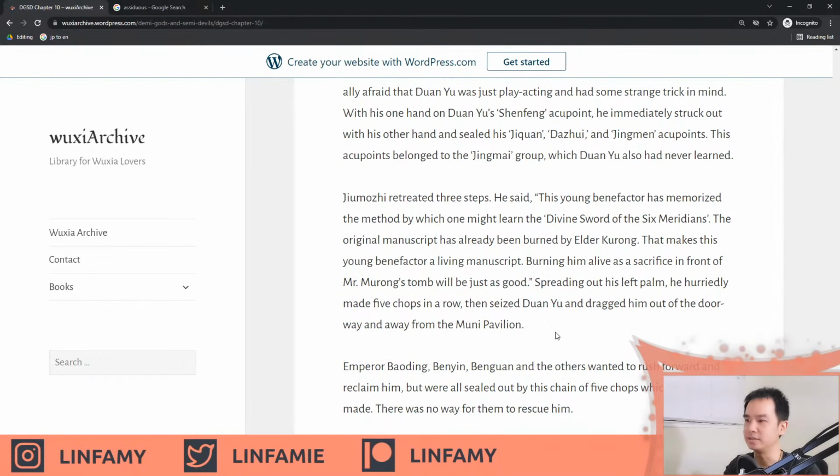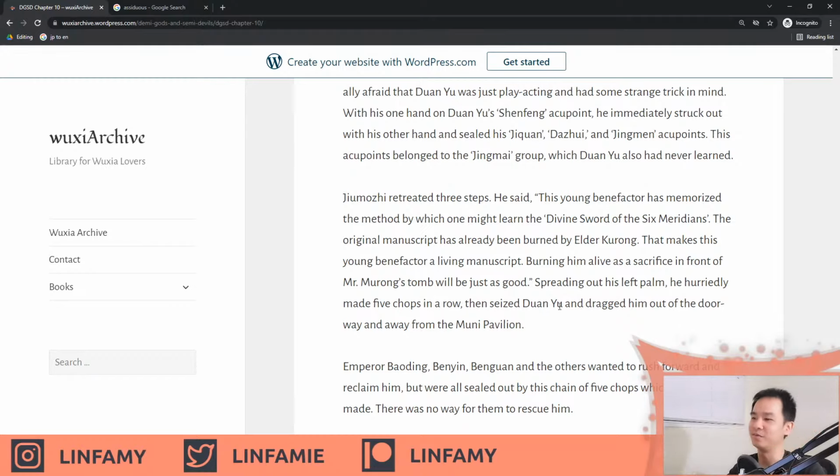Jiumozu retreated 3 steps. He said, "This young benefactor has memorized the method by which one might learn the divine sword of the 6 meridians. The original manuscript has already been burned by Elder Kurong. That makes this young benefactor a living manuscript. Burning him alive as a sacrifice in front of Mr. Murong's tomb will be just as good."